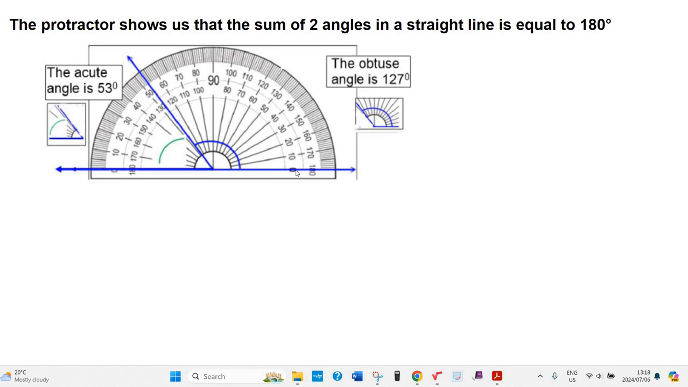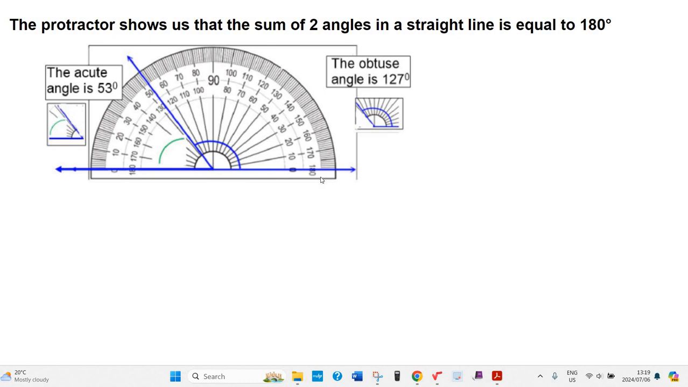On the other side, though, if we start from 0, 10, 20, 30, 90, 100, 110, 127 is right there, 127 degrees. Well, these two angles, if you stopped anywhere and picked the two angles and put them together, they always add up to 180 degrees. You see, because the protractor is a straight line and two angles add up to 180 degrees.